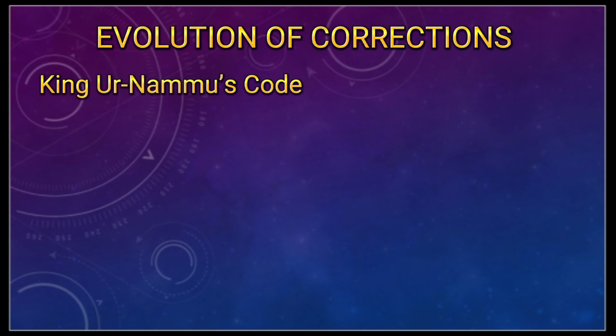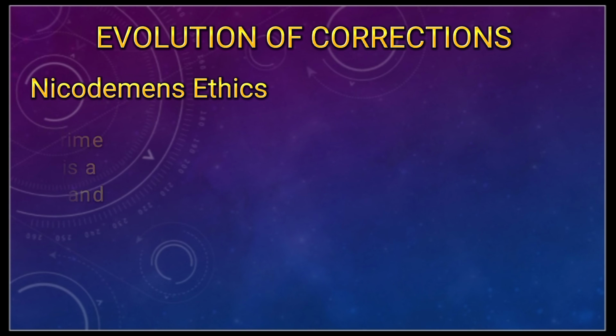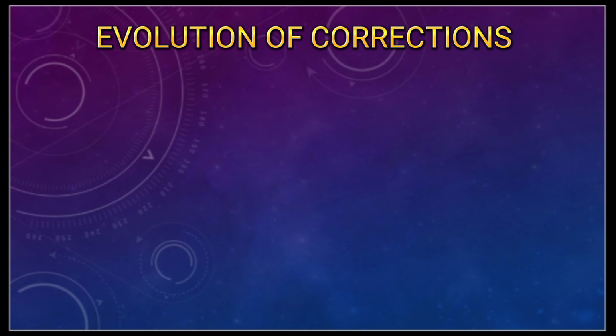King Enemu's Code decreed the imposition of restitution and fines in place of execution, mutilation, or other savage penalties. It holds the principle that an offender can be punished and victims can be paid by making the offender reimburse the value of whatever damages resulted from the crime. Nicomachean Ethics, written in 400 BC, was the first publication that explains crime and corrective justice, stating that punishment is a means of restoring the balance between pleasure and pain.